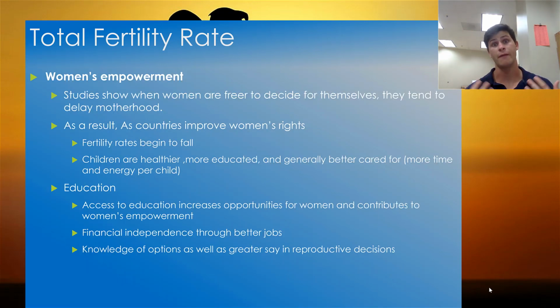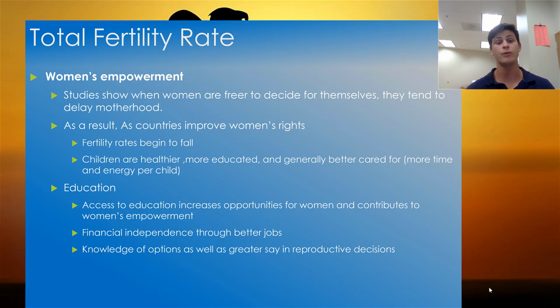Now, women's empowerment is a very great way to lower the total fertility rate. Basically, studies have shown that when women are freer to decide for themselves, they tend to delay motherhood, and this intuitively makes sense. Most of us don't want to go out and start a family very early on in life. We want to start our careers or get other aspects of our life moving forward before starting a family. As a result, as developing countries continue to improve women's rights, total fertility rates continue to fall.